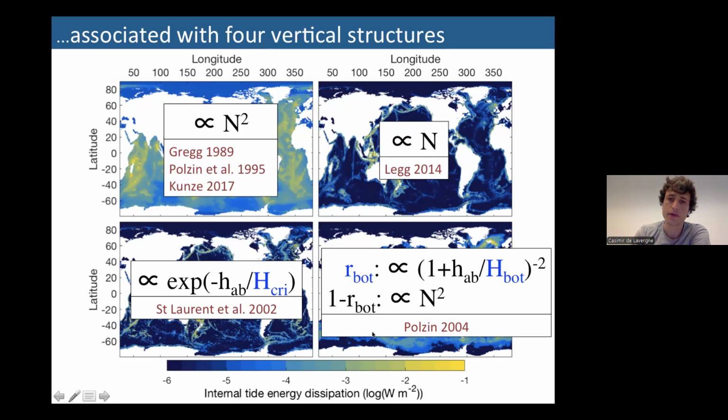And finally, for the hill component, it's only slightly more complicated. There is a fraction that's sort of decaying with height above bottom. So HAB here is height above bottom. So that's decaying algebraically with height of bottom. And there's another fraction which is simply proportional to n squared. And so this comes from Polzin in 2004 and was shown to work very well in the Brazil Basin.